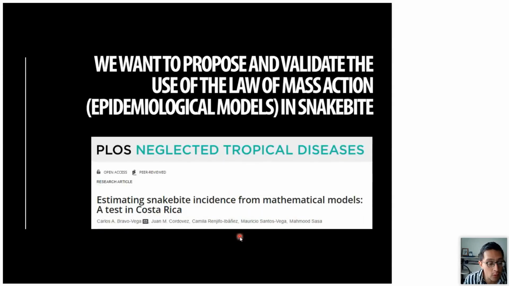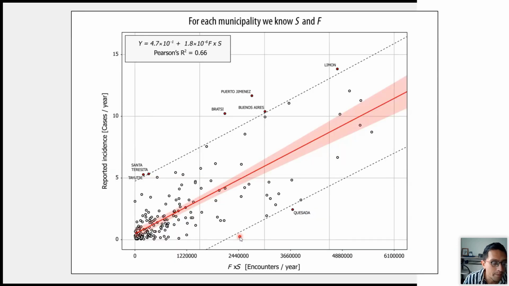So we went to Costa Rica. Why Costa Rica? Because this country has a law on reporting. The Instituto Clodomiro Picado is a pioneer in dealing with snakebite. So it's a perfect country to start working with mathematical modeling to test these models. And there we tested this law.